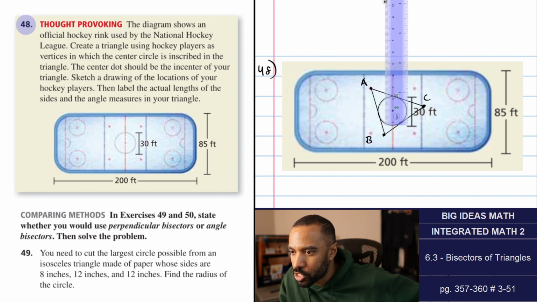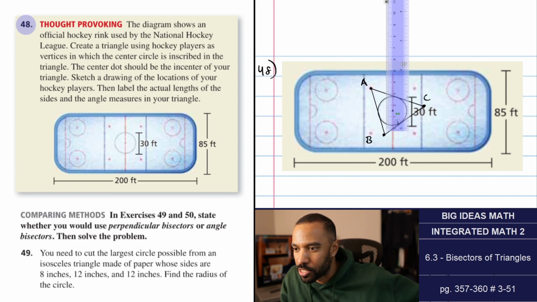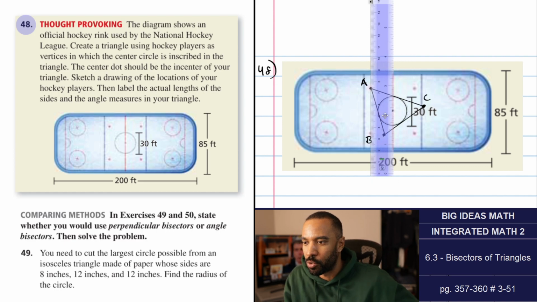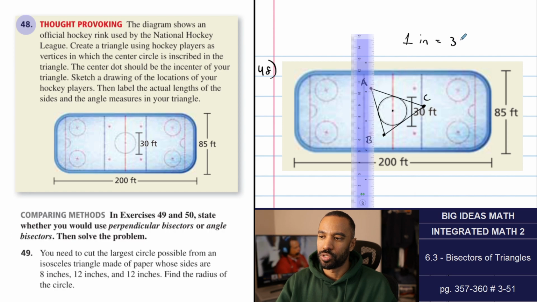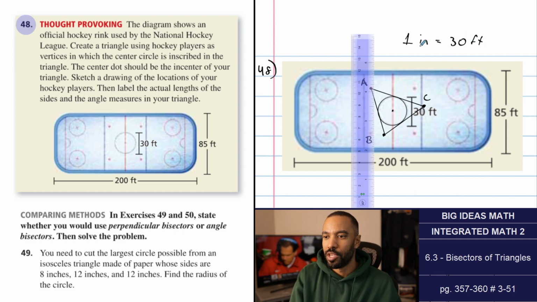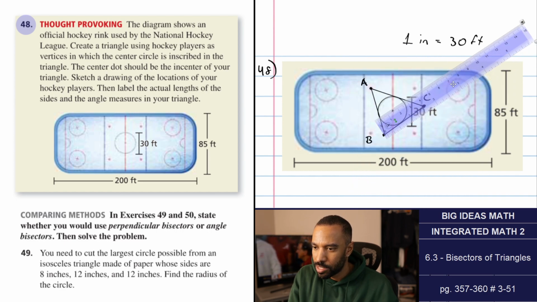This is just a proportion deal from here, because who cares what the size is? It's just relative to what you do. The answer's not the same for everybody. The answer's different depending on what you built. So for me, I'm going to say 1 inch equals 30 feet. We'll do proportions based on that. So I can do measures. I'm going to do the side length measures first, as long as I don't change this size.